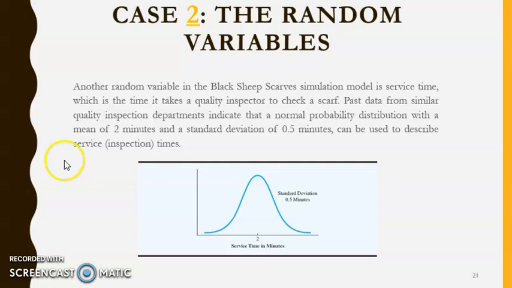So on one hand, you generate those random scarf arrivals that get to this inspection station, and when they get to the inspection station, they are going to be served according to the mean of 2 and a standard deviation of 0.5. We are going to discuss the rest of this problem next week.